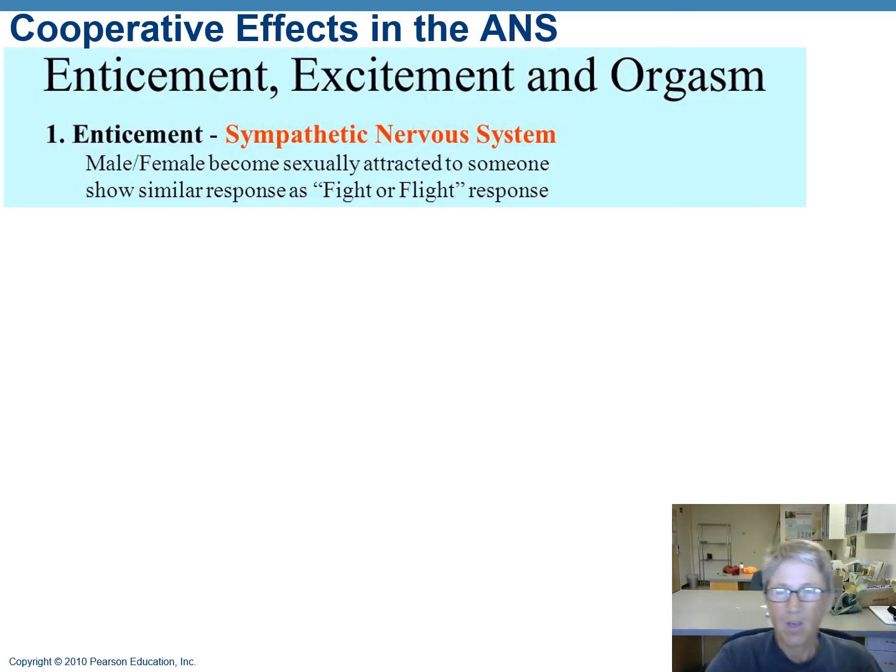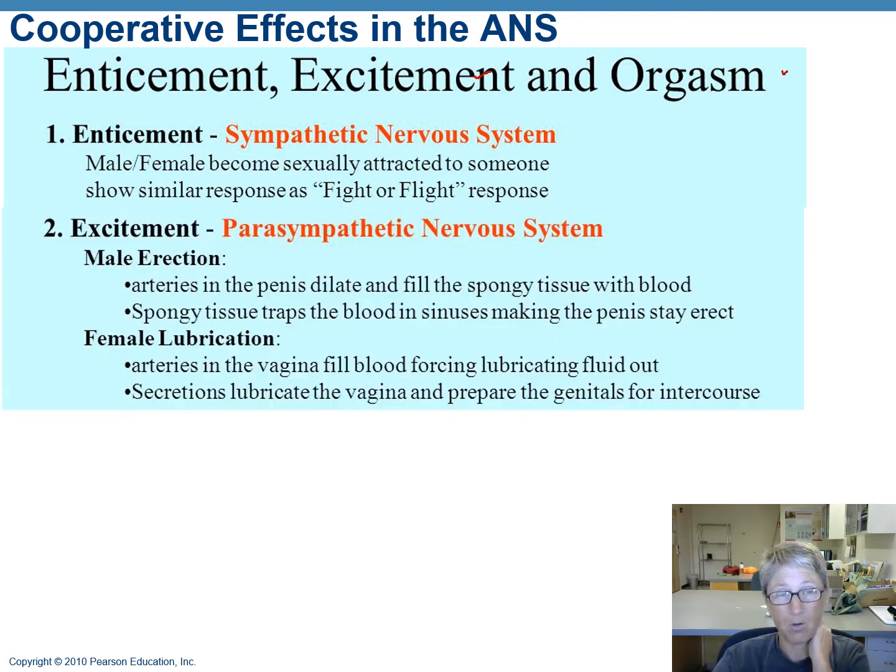So, cooperative effects continued. This is enticement, excitement, and orgasm. This is where parasympathetic and sympathetic cooperate to achieve an orgasm. In the enticement stage, the sympathetic nervous system is activated, and you can become sexually attracted to someone. That's a sympathetic response. The excitement phase is the parasympathetic nervous system, where you get, it says male erection, but it's also female erection of the clitoris.